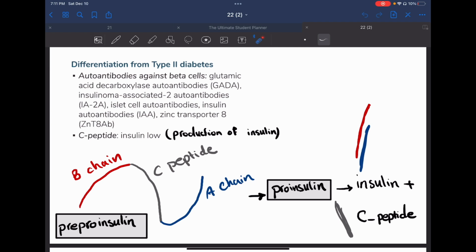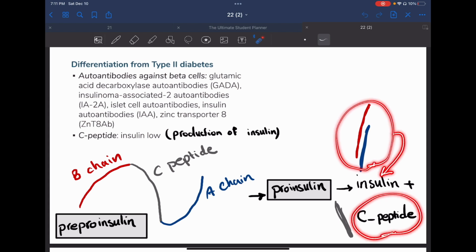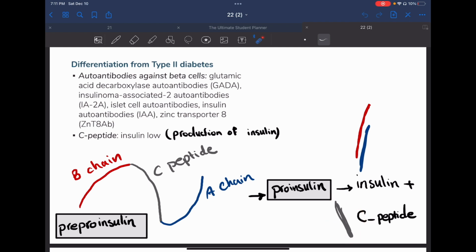The B chain and A chain get attached to each other and produce insulin, and they produce C-peptide separately. So when the amount of C-peptide in the blood is higher, it means the body is producing insulin. But when the amount of C-peptide is low, it means the body doesn't produce insulin, so the production of insulin is lower. So in type 1, because it's about the production of insulin, the C-peptide is lower. But in type 2, it's a different story.